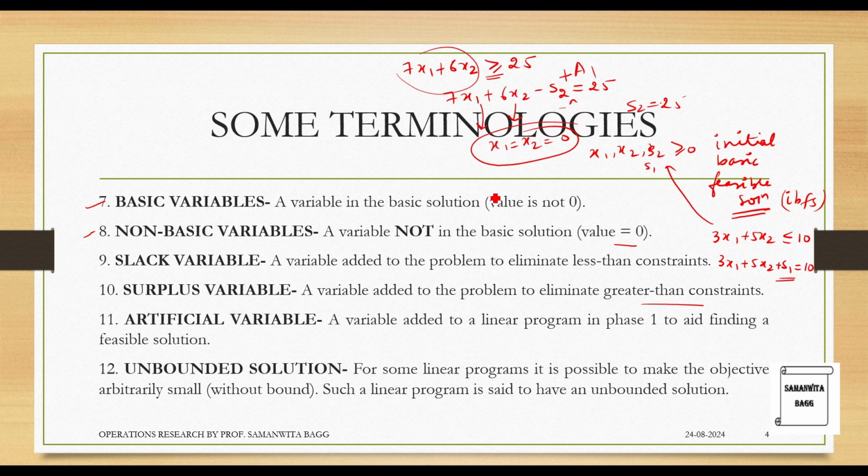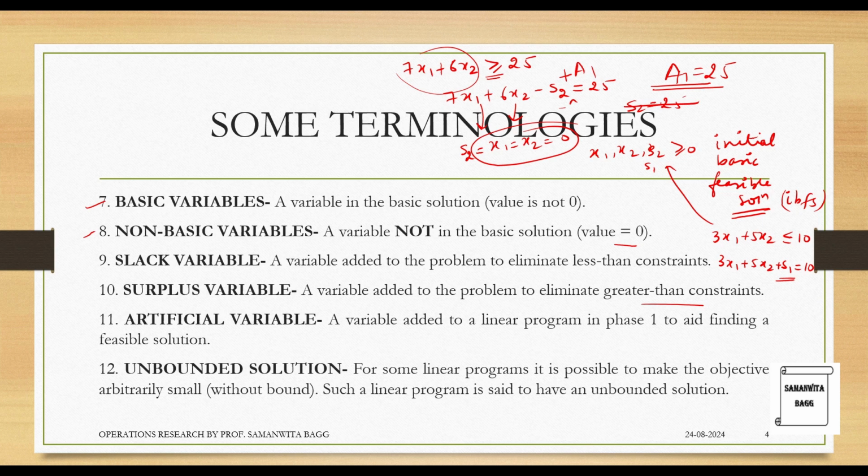Now if you assume S2 also as 0, S2 is a non-basic variable. It is not in the basic solution. This is 0. So now you can say A1 is equal to 25, and S2 is not negative. You have made a problem which has the non-negativity constraint.